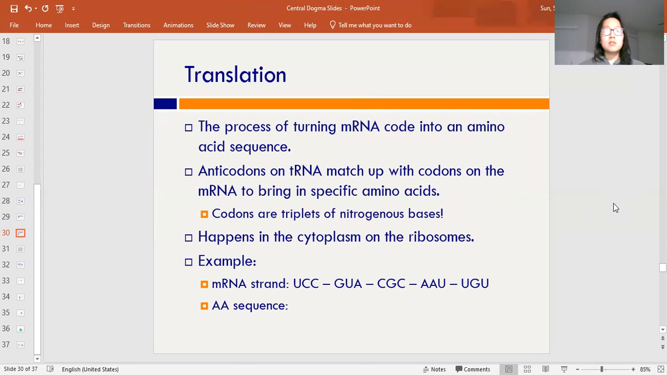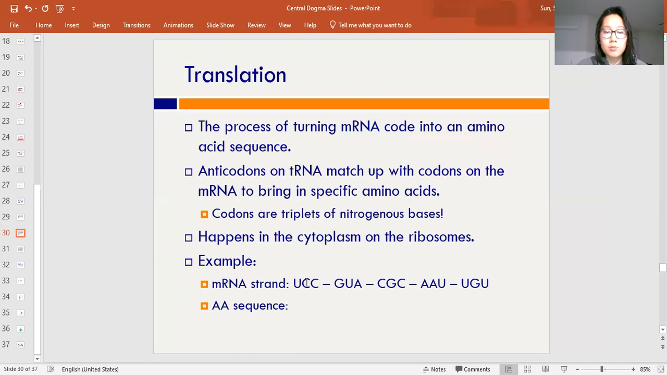Now, it's the process of turning mRNA code into amino acid sequence, which is the actual protein. Anticodons on tRNA match up with the codons on mRNA to bring in specific amino acids. Now, I don't want you to forget that codons are triplets of nitrogenous bases.